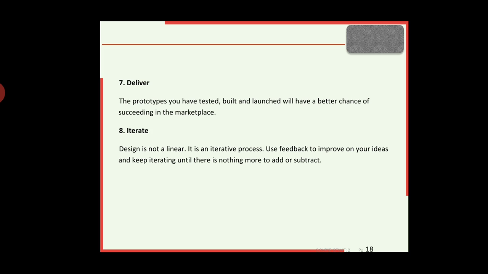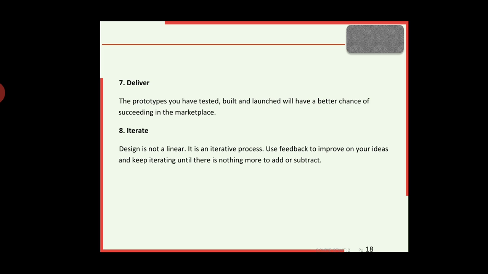Now we have to learn about delivery. What exactly is delivery? We want to test a particular product. After testing the prototype to start a creative solution, once you have tested and validated the concept, we build and launch it. We'll have a better chance of succeeding in the marketplace.